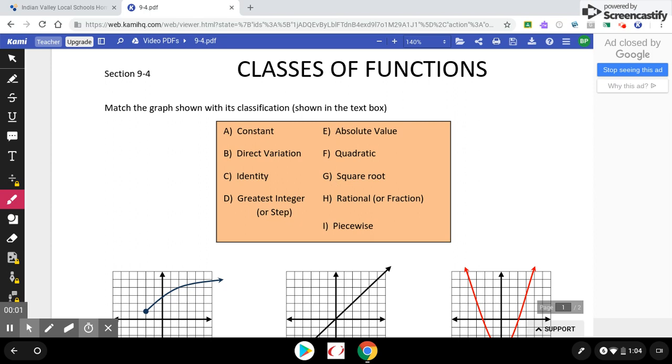Section 9.4 video. Hey guys, finally something easy. Section 9.4 is just a recap of all the different kinds of graphs and functions that we've talked about along the way. So for all intents and purposes, it's a matching section. So just name them. In the box here are all your choices, all the different kinds of functions that we've talked about this year.